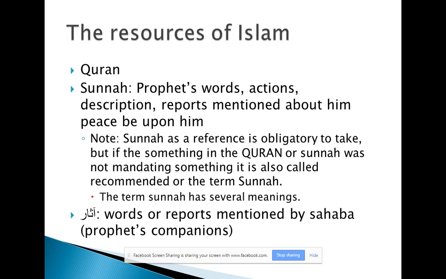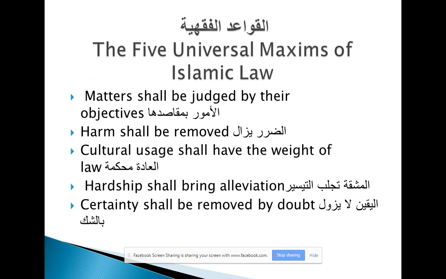Now, al-qawaid al-fiqhiyya, we're trying to go back really fast so we can get to this. Al-qawaid al-fiqhiyya are basically the five universal maxims of Islamic law. And these five, right here in your packet, are basically the five different categories that most of the rulings of fiqh go back to. Number one, al-umur bi-maqasidiha, that matters are only judged by their objectives. Two, that harm shall be removed. Three, culture usage shall have the weight of law.